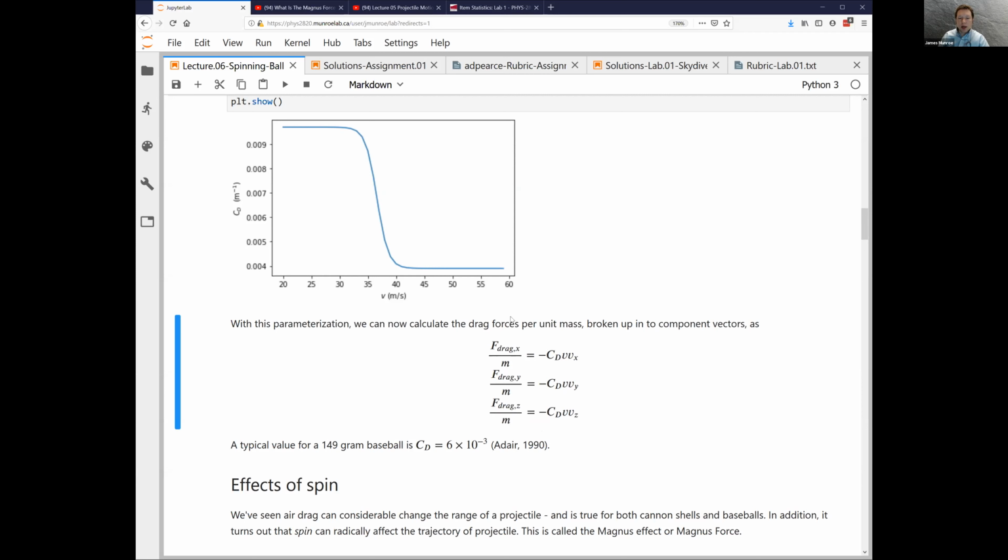Now, whether or not you use a complicated formulation like I've given, where CD depends upon V, or you go, that's just too complicated for me, I just want a constant. If you look up a textbook by Adair on the physics of baseball, 6 is good.